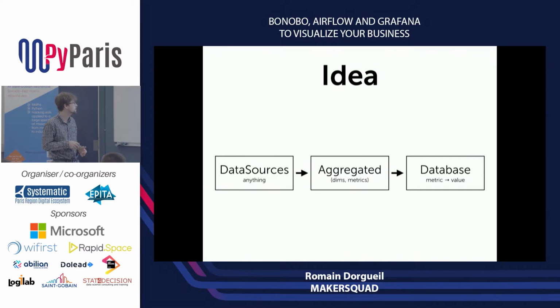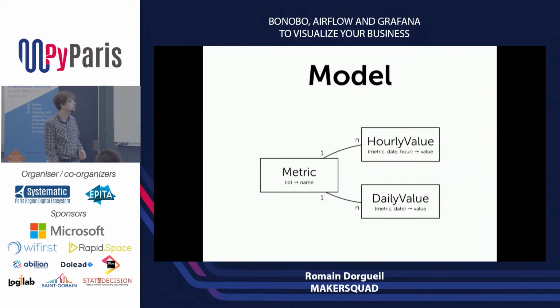The idea is very simple: we will read data from a lot of different data sources that I showed before in the architecture schema. We'll aggregate them all in the same format, basically time dimensions to metrics, and we'll put that in a very simple database that I will really quickly design on the next slide, which will be simply a table of metrics and two tables for hourly and daily values.